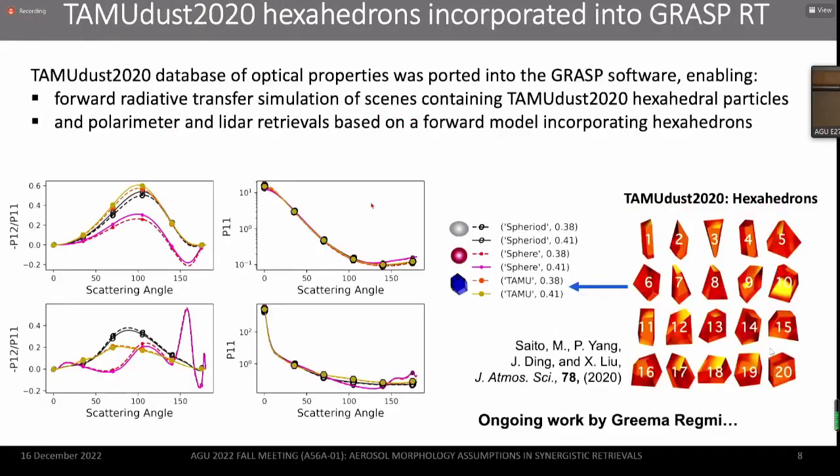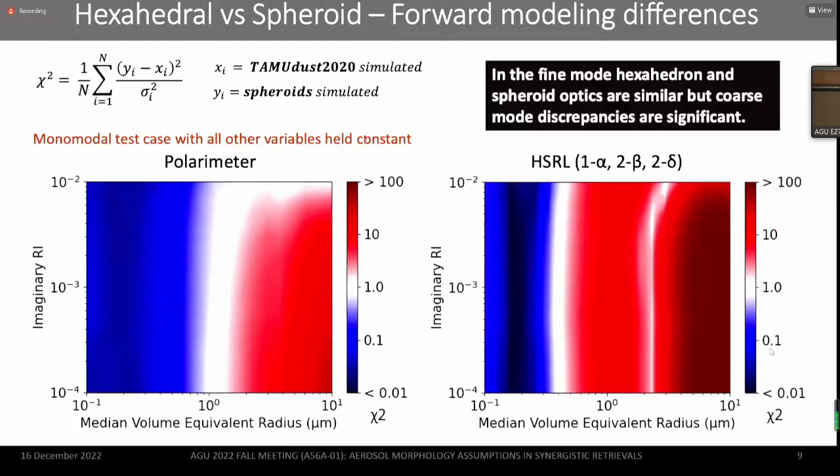So now we've integrated this TAMU dust 2020 database into GRASP, and that allows us to do these forward calculations, not just with spheres and spheroids, but also with these hexahedrons. And we go ahead and do that and see that the differences are definitely less between the hexahedrons and spheroids, but not completely negligible, especially in the larger size ranges.